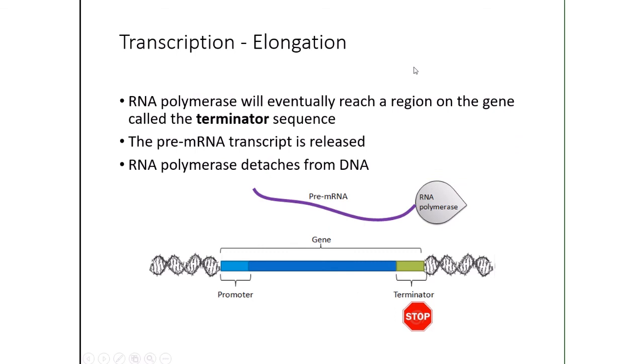So this is going to continue to happen, and eventually the RNA polymerase is going to reach the end of the gene, and the end of the gene is going to be marked by what's called the terminator sequence. Once you get to the terminator sequence, the RNA polymerase is going to rezip everything in the DNA. Right? Make sure the double helix is going to be wound up again, and it's going to fall off from the DNA, and at the same time it will be releasing this pre-mRNA.